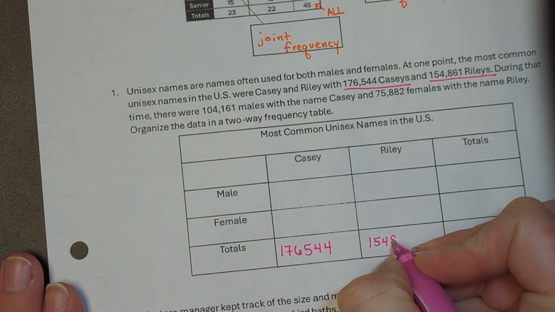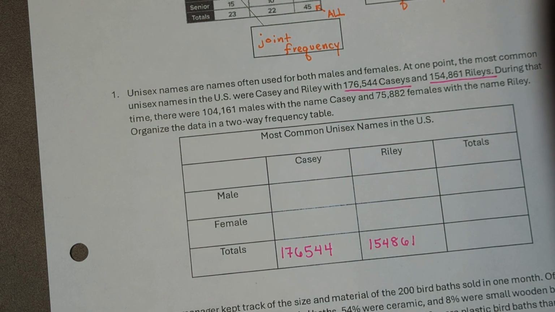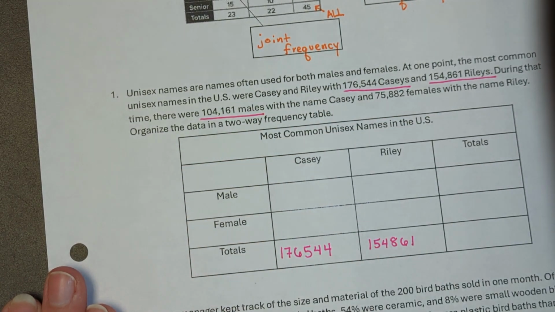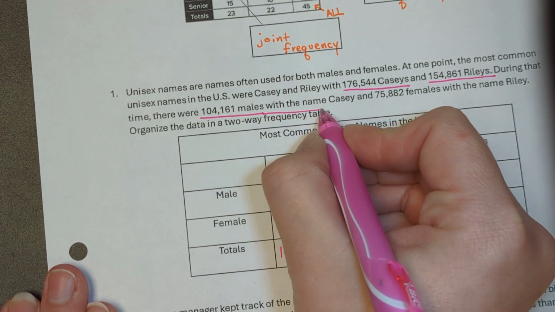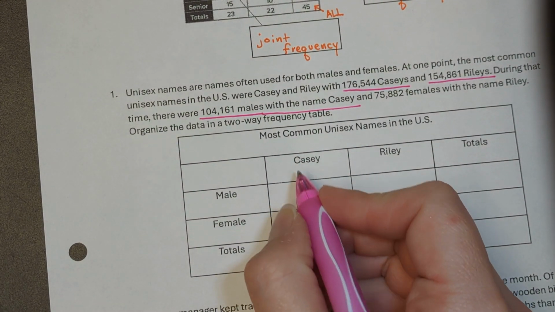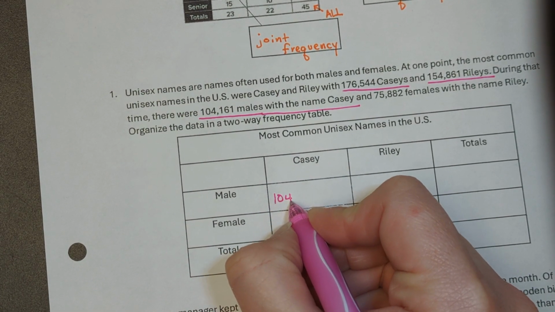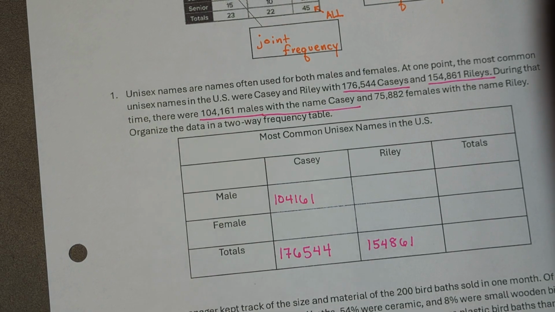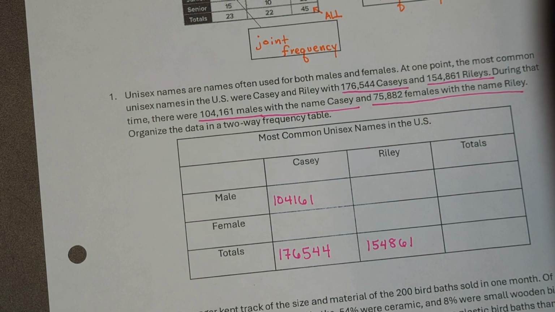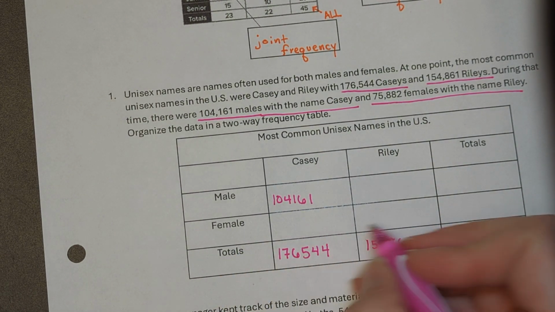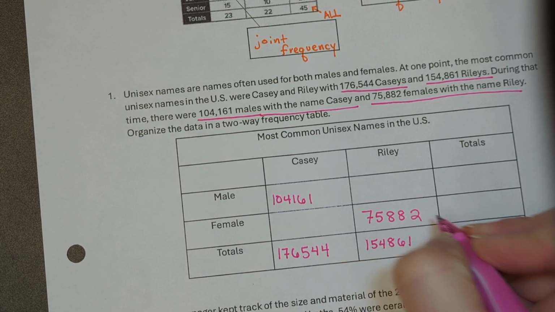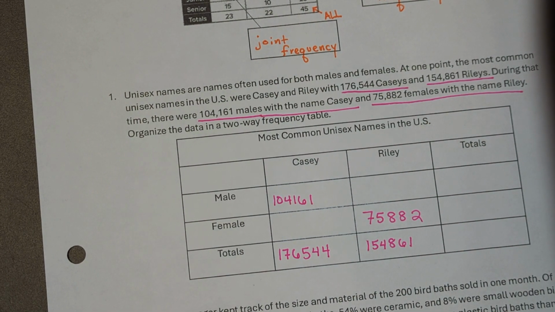So 154,861. Okay, and it says during that time there were this many males with the name Casey. So where do I put that? Next to males and Caseys. So I'm going to put 104,161. And then it says there was this many females with the name Riley. So where do I put that? Females and Riley. So 75,882.